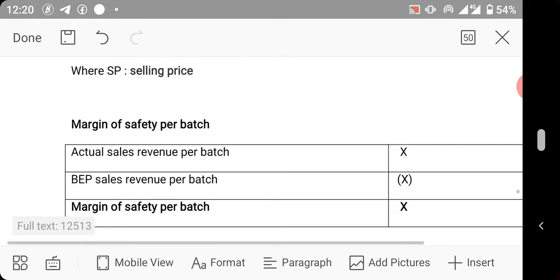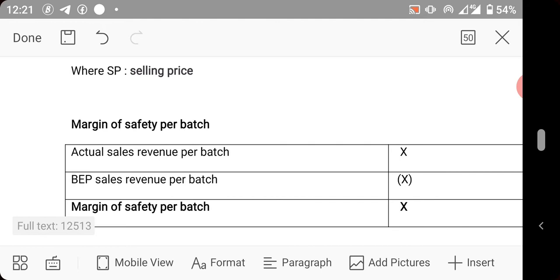So now margin of safety, the same thing. Margin of safety is usually computed by saying actual sales revenue minus budgeted sales revenue. That'll give you margin of safety either in naira or in units. We did that last class. So the same formula applies, but it's not just going to be per unit, it's going to be per batch, which is actual sales revenue per batch minus break-even point sales per batch. So that gives you margin of safety per batch.